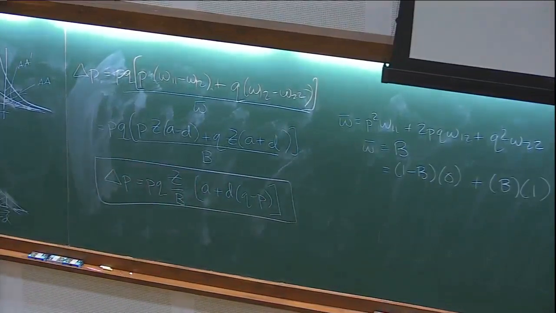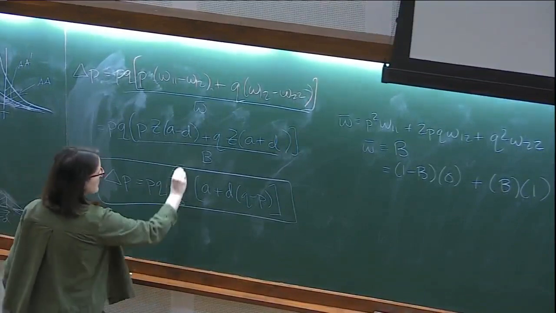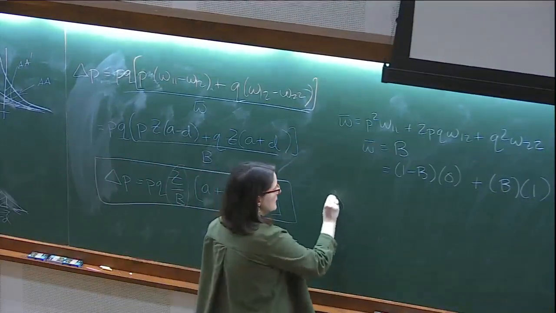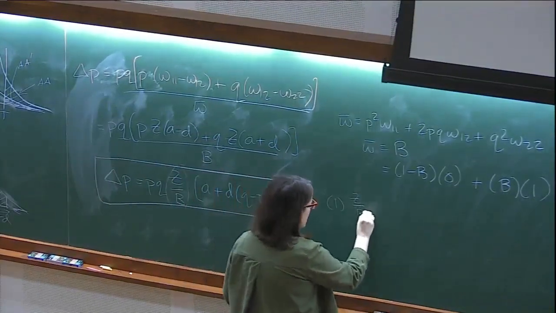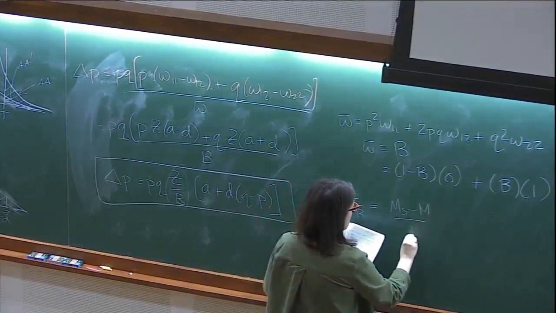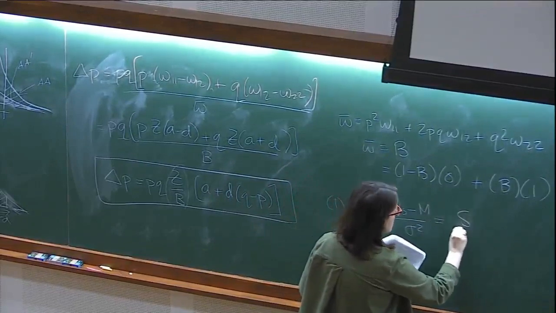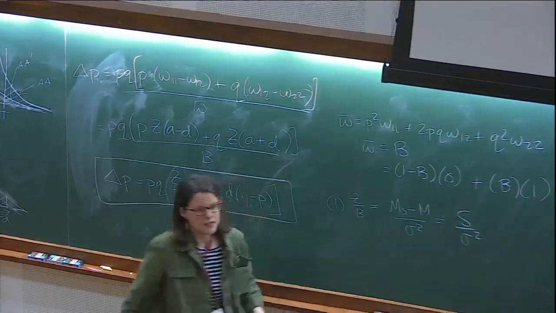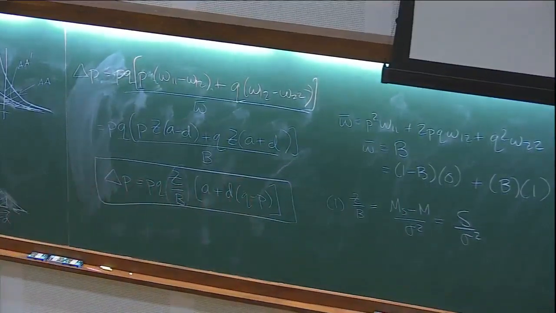Okay, so this says that under this kind of model, the change in the frequency of the favored allele, the allele that gives the better phenotype, is made up of three things. Thing one, Z over B. And Z over B is an intensity of selection. It's actually, we've seen this before, right? It's that selection differential divided by the variance. So it's the selection differential in terms of the variance of the distribution.